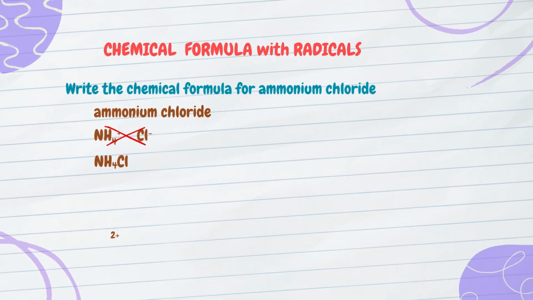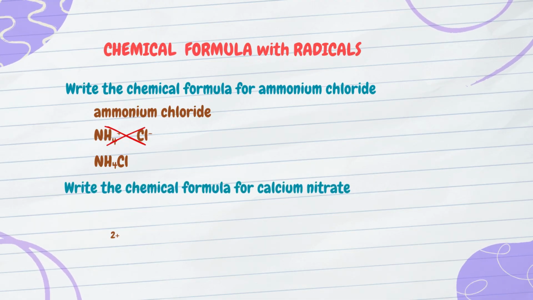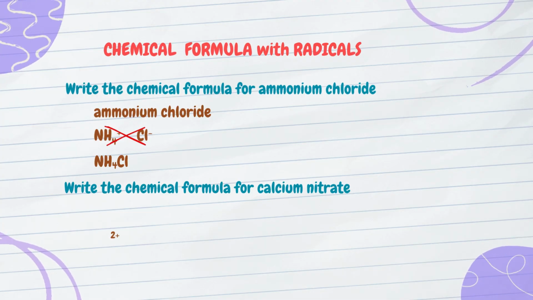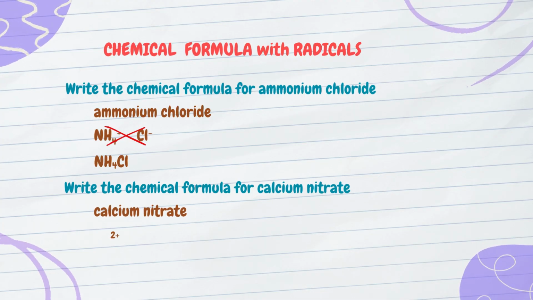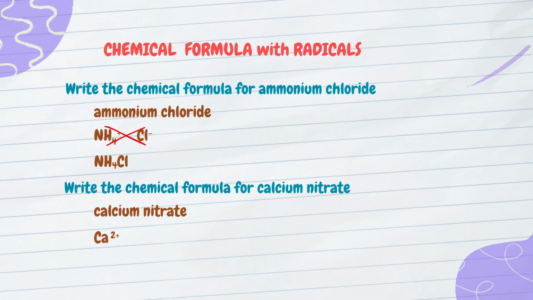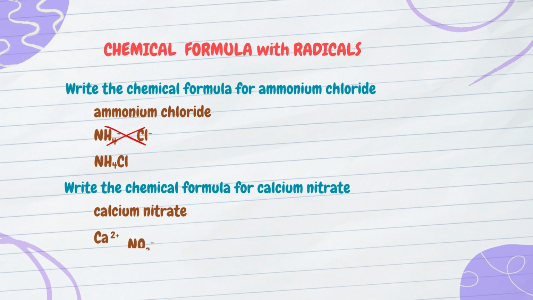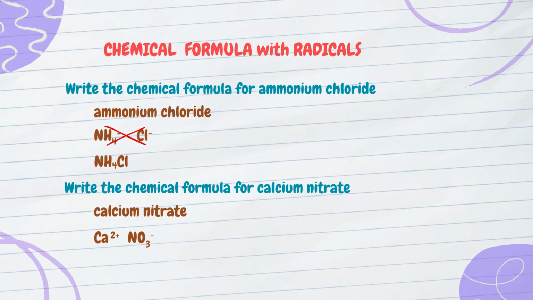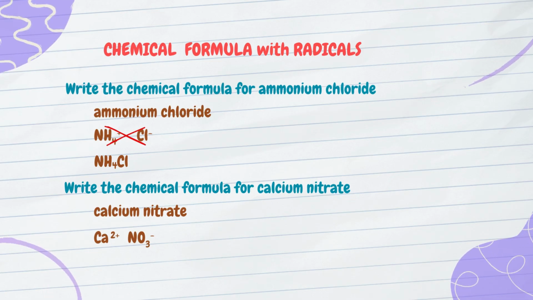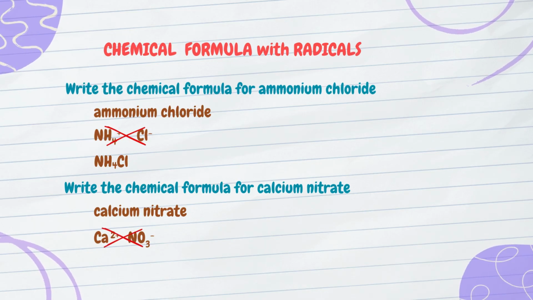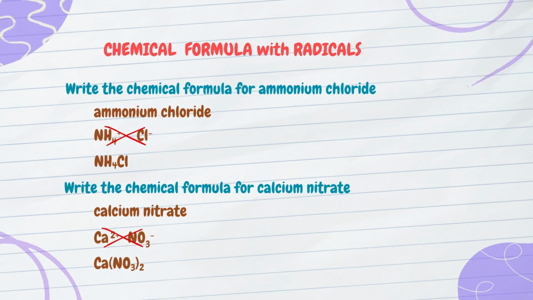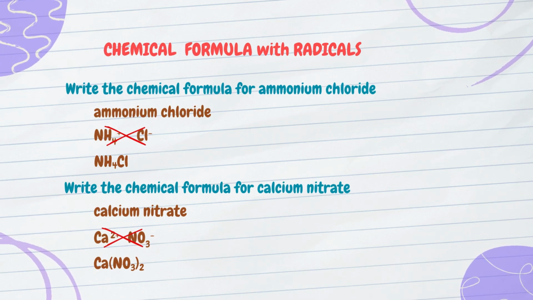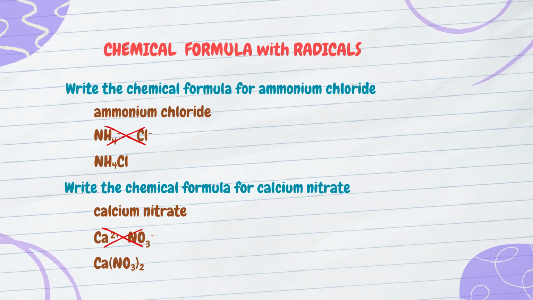The last example, write the chemical formula for calcium nitrate. We have the name of the compound, calcium nitrate. The chemical symbol for calcium is Ca. The chemical symbol for nitrate is NO3 with a -1 charge. The valence number of calcium is 2, and the valence number of nitrate is 1. Cross over the valence numbers. This becomes Ca(NO3)2. This is the chemical formula for calcium nitrate.